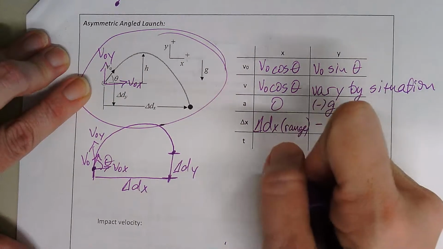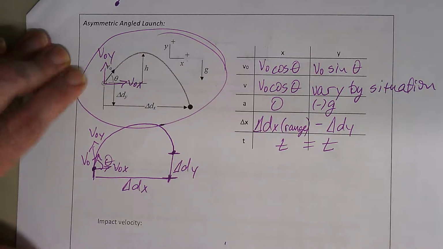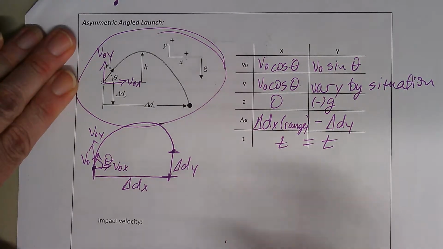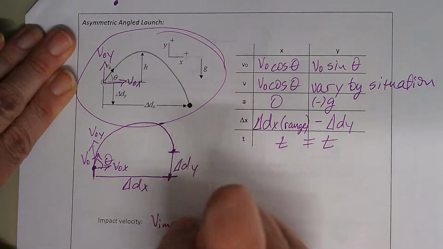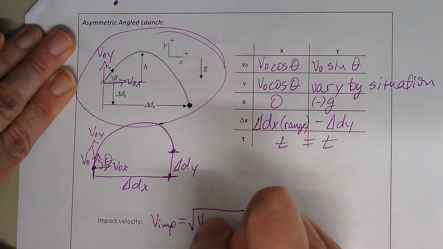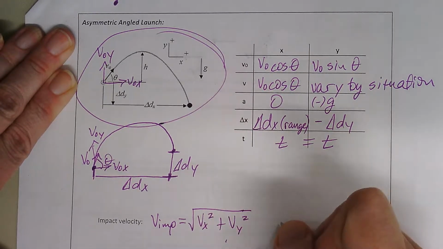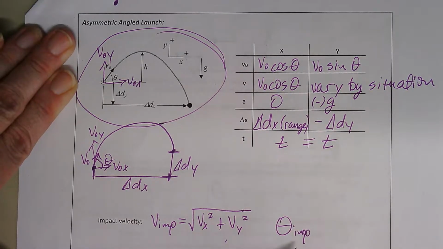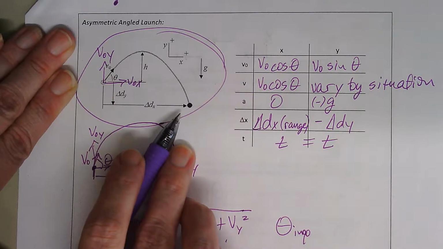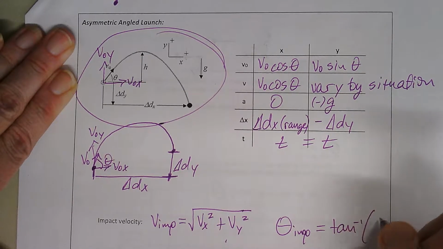All right, and then the time is the same to go up and down, or to hit whatever it's hitting. Your impact velocity, I don't know that you'll use this a whole lot, but it's just the square root of the v final in the x squared plus the v final in the y squared. And your theta of impact is not necessarily the same as your theta for launch because it's going to land in a different spot, so the angle is going to be different. So I like to use inverse tangent of Vy over Vx.